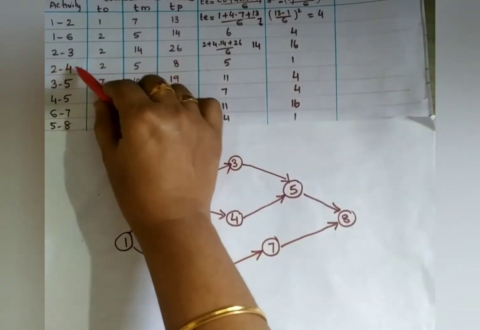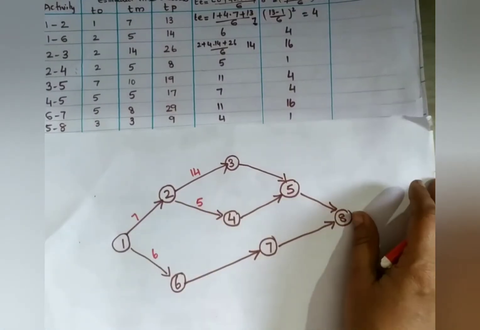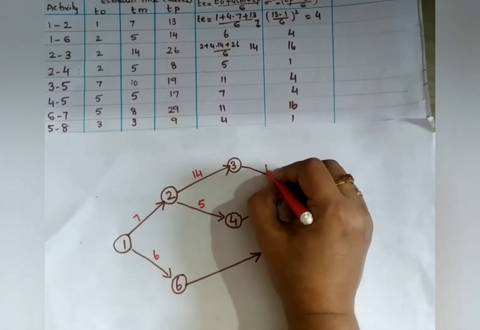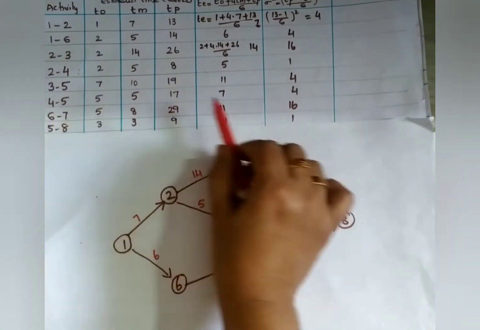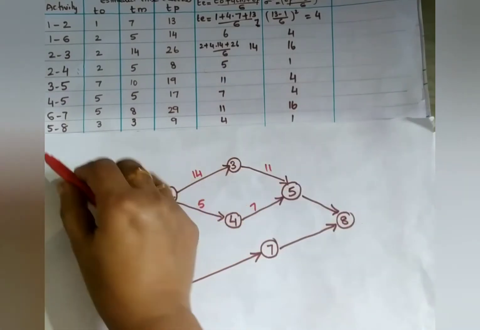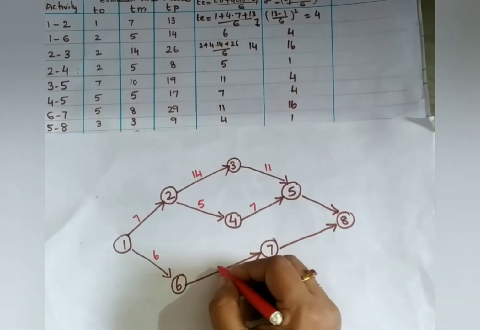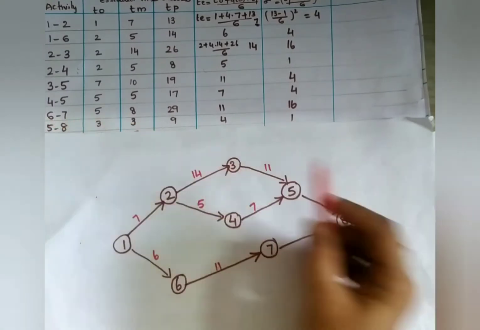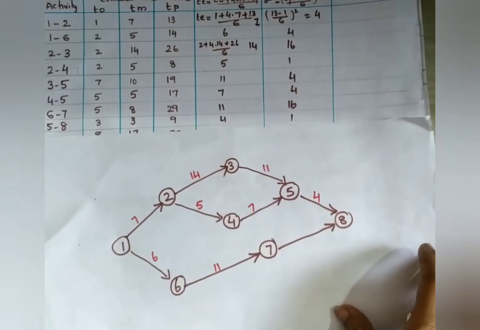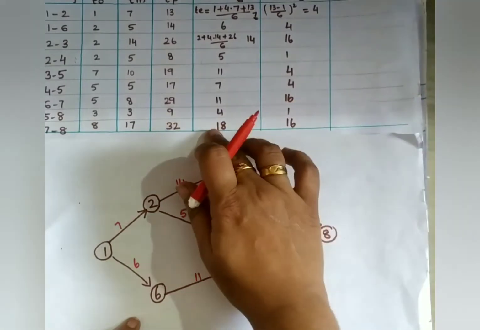14. Then 2 to 4, 5. Okay. Then 3 to 5, 11. And 4 to 5, 7. Then 6 to 7, 11. 5 to 8, it is 4. And the last one, 7 to 8, it is 18.